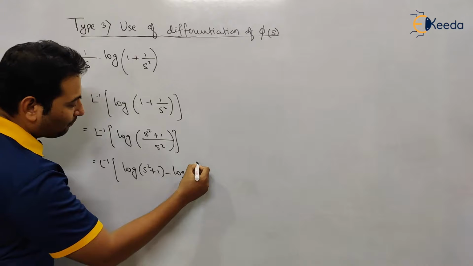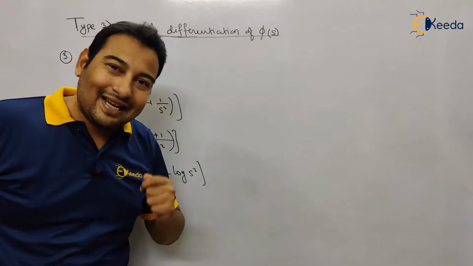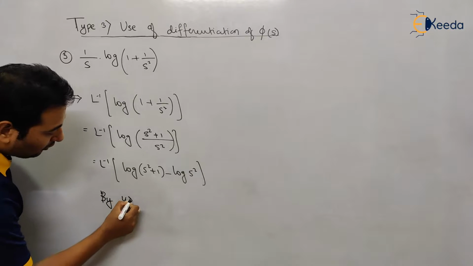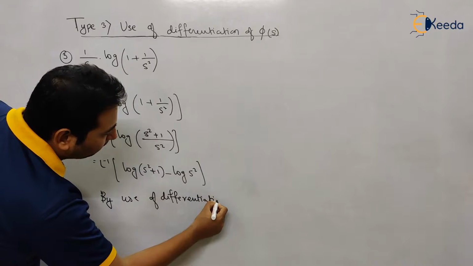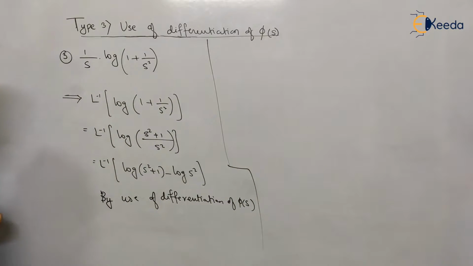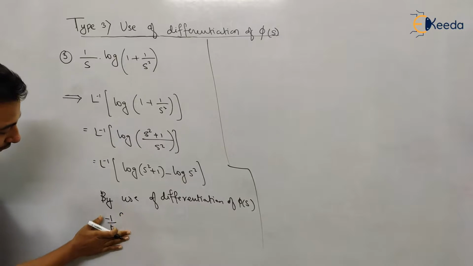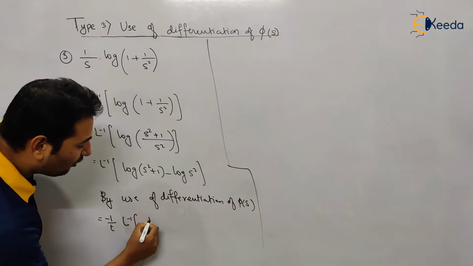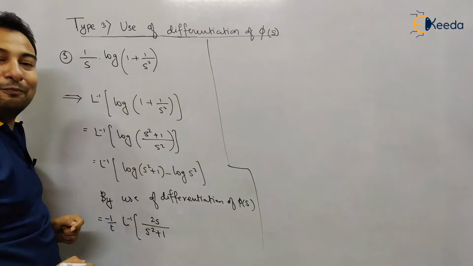minus log B, which is equal to, obviously if you separate you cannot find the Laplace inverse. Therefore in case of log, we're gonna use this property, use of differentiation of phi s. Because of this property, it will be minus 1 upon t from the formula into Laplace inverse of log of s square plus 1, which is 1 upon s square plus 1 into s square derivative is 2s.